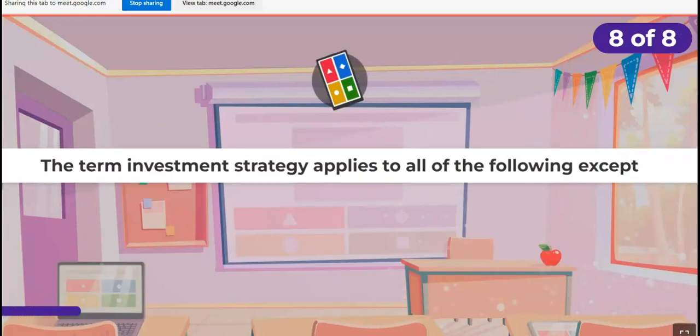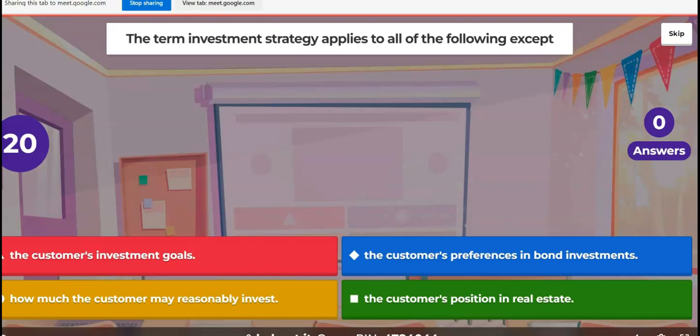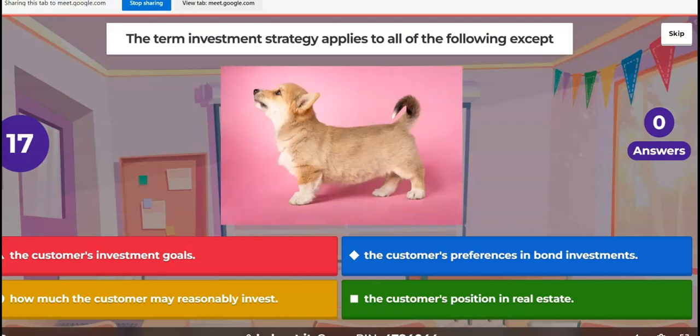All right, last one, I believe. The term investment strategy applies to all the following except: A, the customer's investment goals. B, the customer's preference in bond investments. C, how much the customer may reasonably invest. D, the customer's position in real estate.